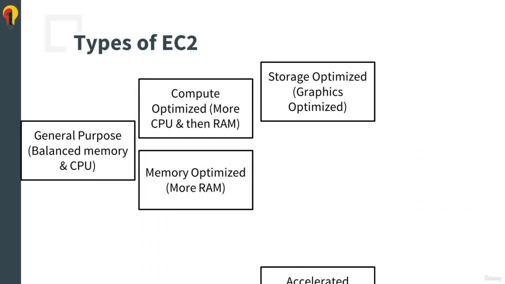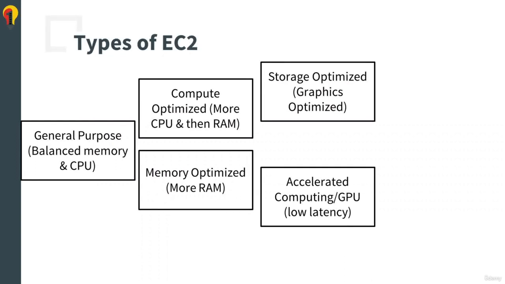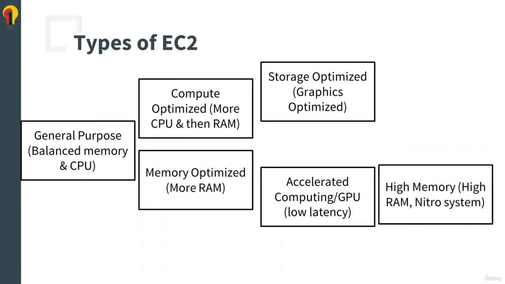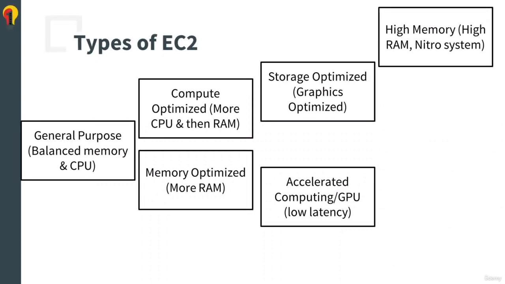Accelerated computing is used in the case of low latency. High memory is used in the case of high RAM and Nitro system. And the last one is the previous generation, which we don't use anymore.